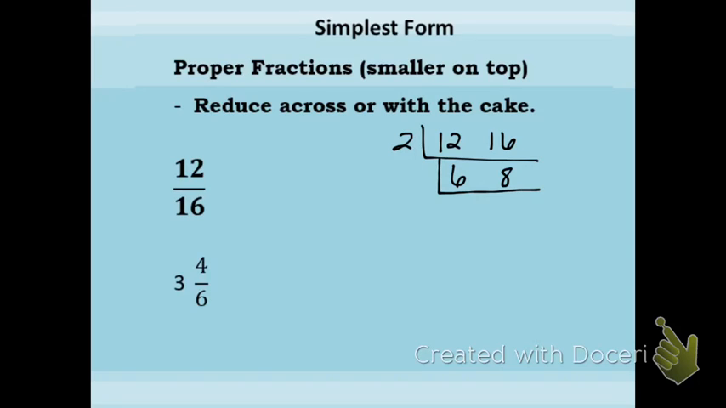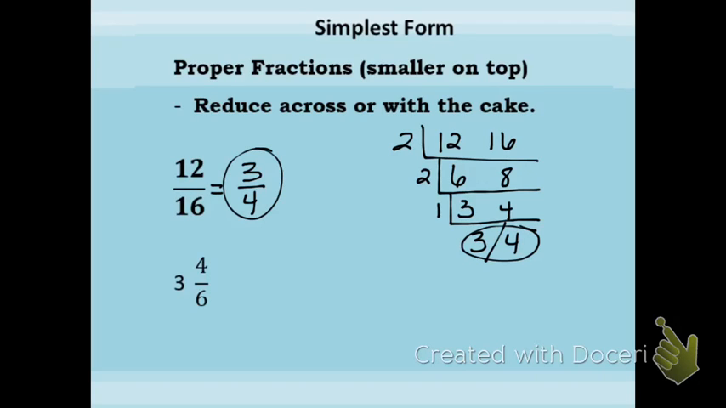6 and 8 common factor? 2 again. That's 3 and 4. Wait till I ask, okay? 3 and 4 common factor? 1. And that's 3 and 4. Okay, so remember to reduce the fraction, it's which two numbers? It's 3 and 4. It's the 2 at the bottom. So the reduced fraction is 3/4. Okay? That's our first example.